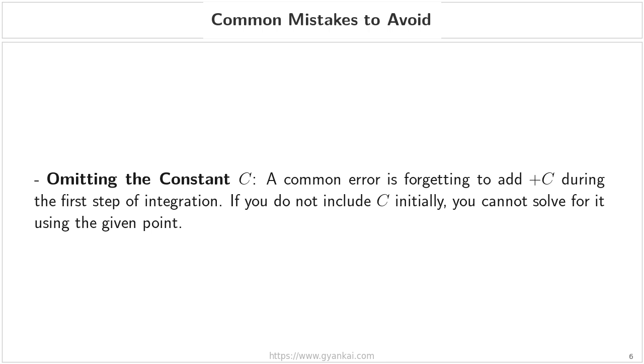If you leave out the plus c, initially, you've lost the ability to solve for it using the given point, and you won't be able to find that unique antiderivative we're looking for. It's like trying to build a house without a foundation. It just won't stand up.